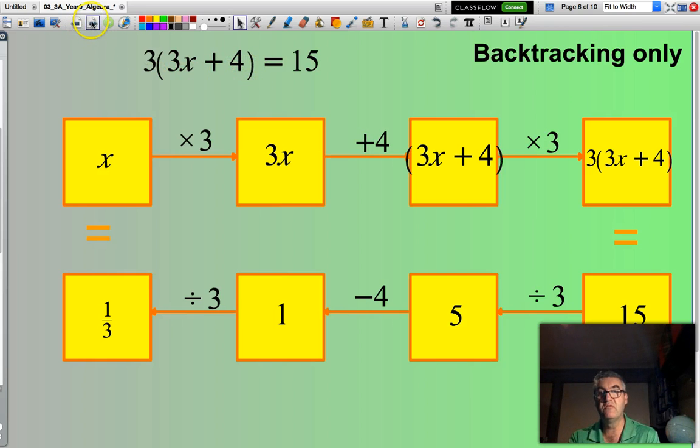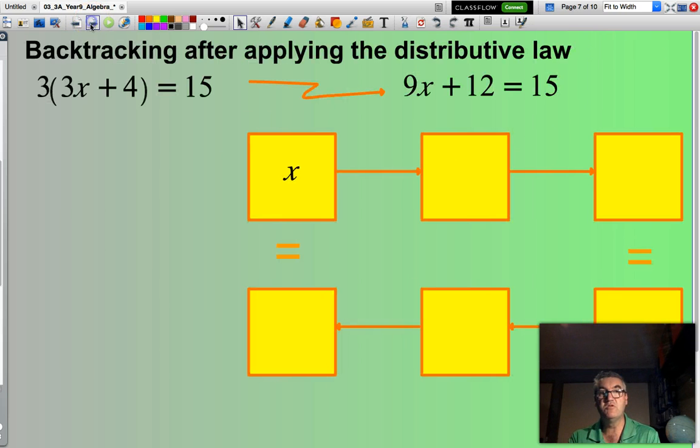So let's just move on to the same equation, but this time we're going to look to apply the distributive law. Now, I have 3, and if I wish to multiply that by 3x, that will give me the 9x. 3 multiplied by 4 gives me the 12. So I could say that this equation here is the same as that equation here.